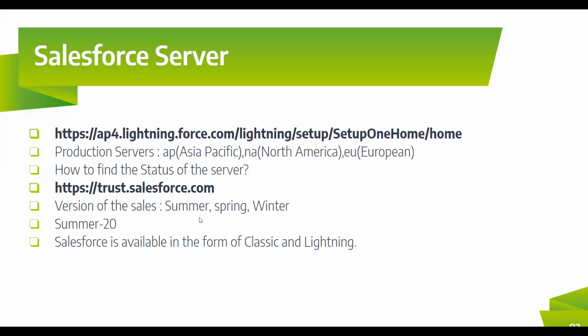Coming to versions, here we have three versions: summer, spring, and winter. Now we fall on spring, like Spring '23. Every three months the season changes and the version changes. We have already moved from summer to spring now. Then we'll go to winter, then again summer, then spring, and so on. It is not Summer '20; it is now called Spring '23.